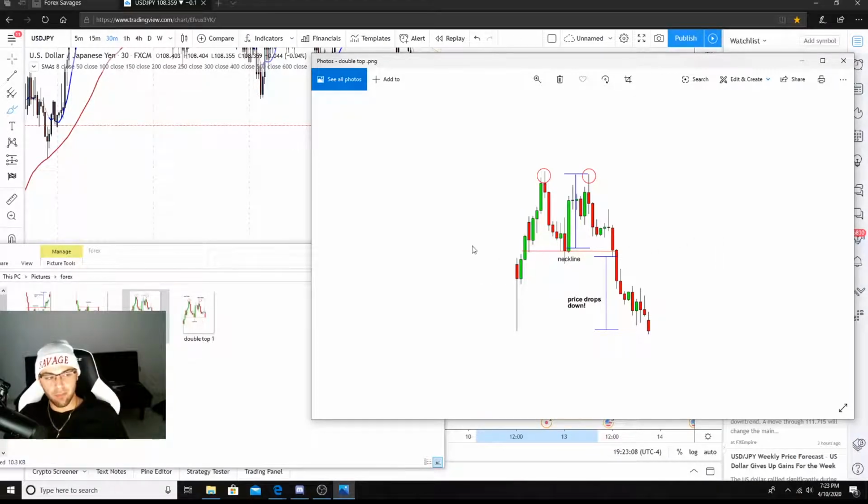When the neckline is broken, you can almost guarantee that price will continue, just because this is a very strong reversal pattern that reverses almost every single time. It doesn't mean it always does, but it is a very strong sign of reversal. And guess what? Once it broke the neckline, boom, it just melted.